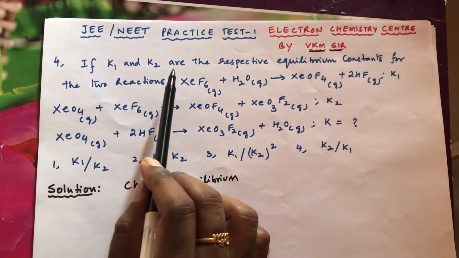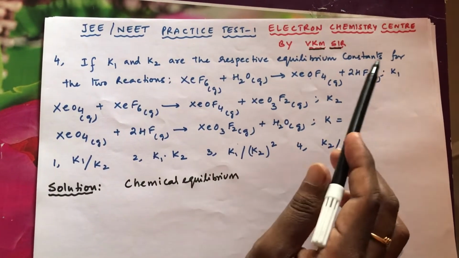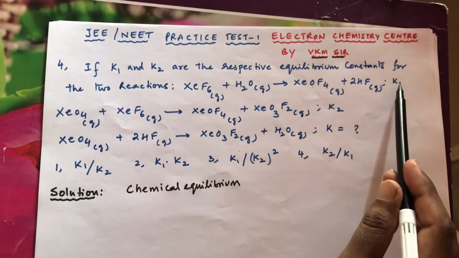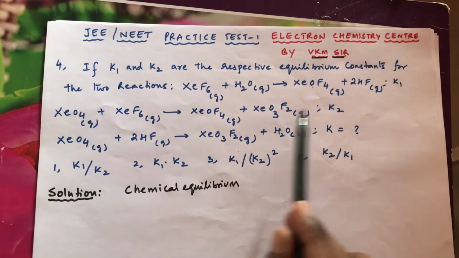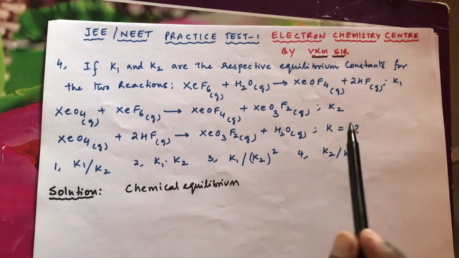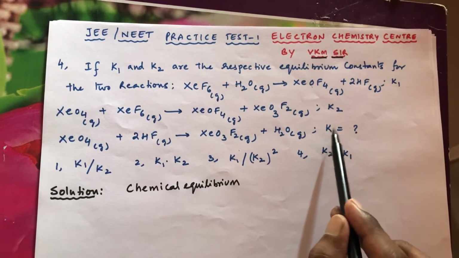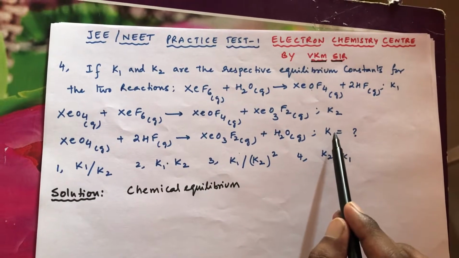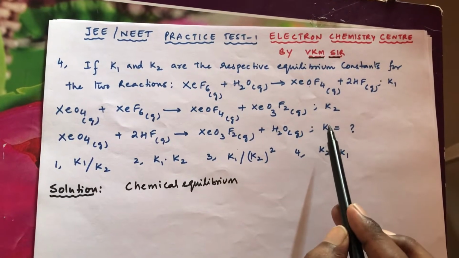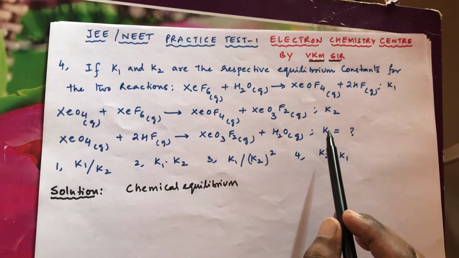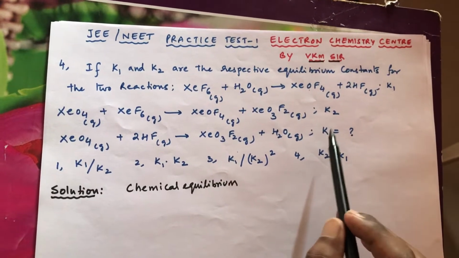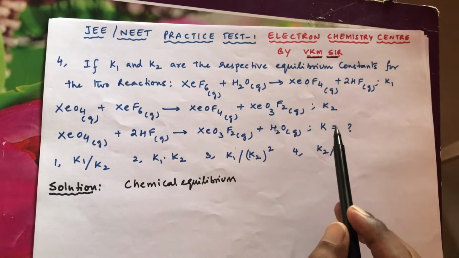If K1 and K2 are the respective equilibrium constants for the two reactions given, for this reaction it is K1, for the second reaction it is K2, and they have given another reaction, the third reaction. For this they are asking what is the K value, the equilibrium constant, or what is the relation between K1 and K2 and how it is related to this K. As you know, the equilibrium constant depends upon stoichiometric coefficients. Based on that relation we are going to solve this question.